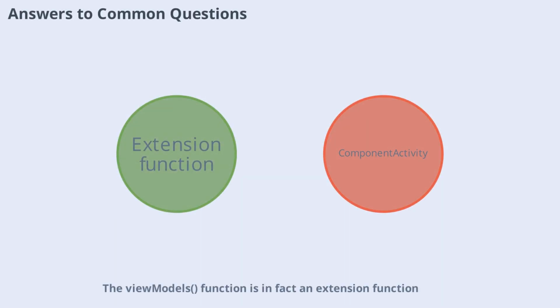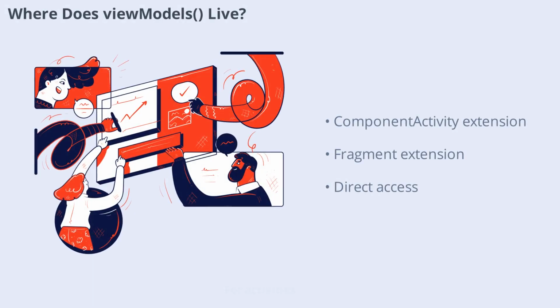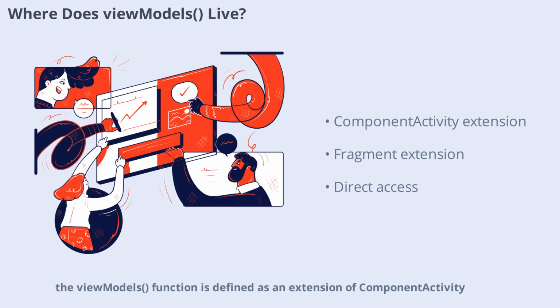The viewModels function is, in fact, an extension function. It's defined as an extension of the ComponentActivity or Fragment class. That's why you can access it directly in your MainActivity or fragments without any extra setup. This design makes it easy to use ViewModel in any part of your UI layer, keeping your code consistent and straightforward.